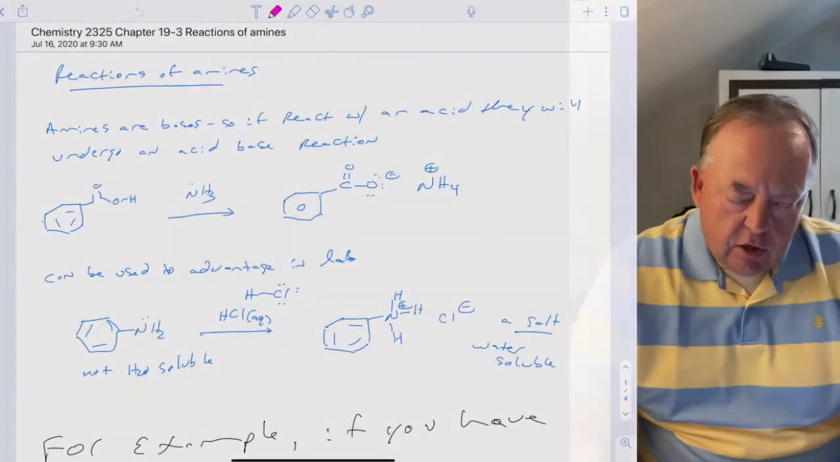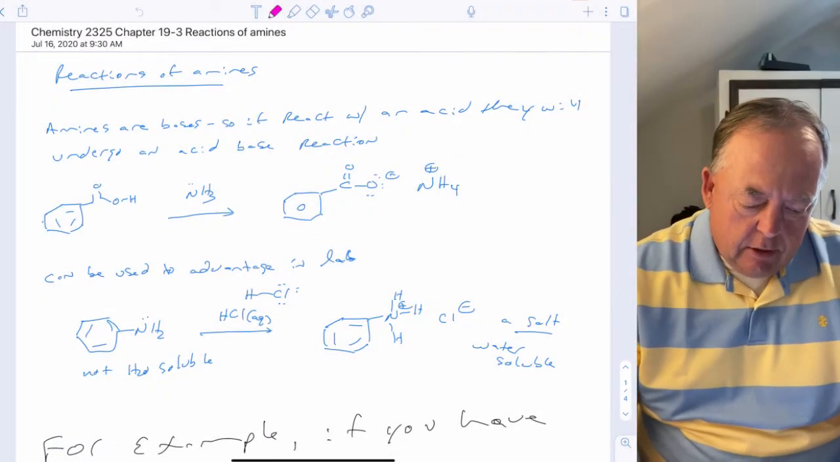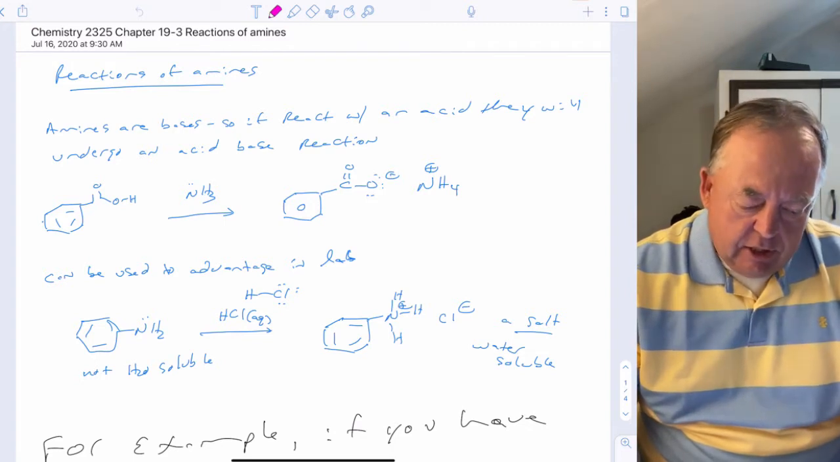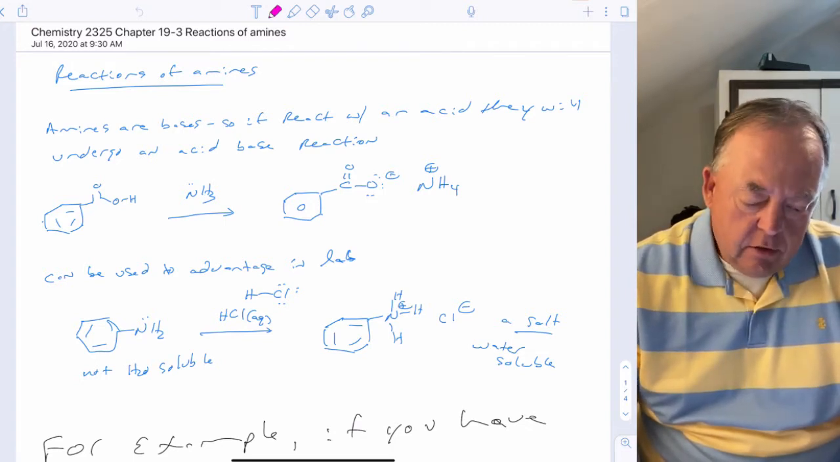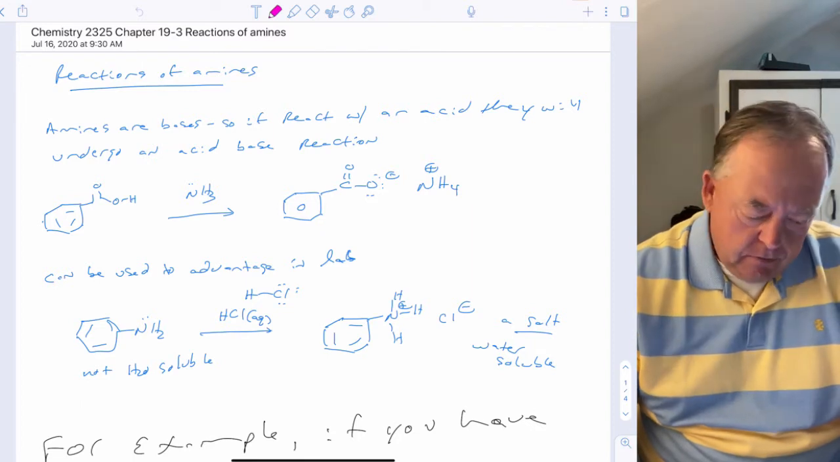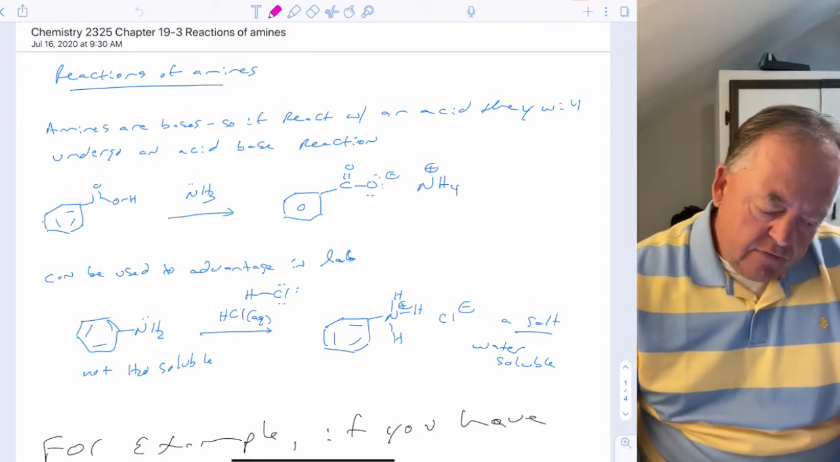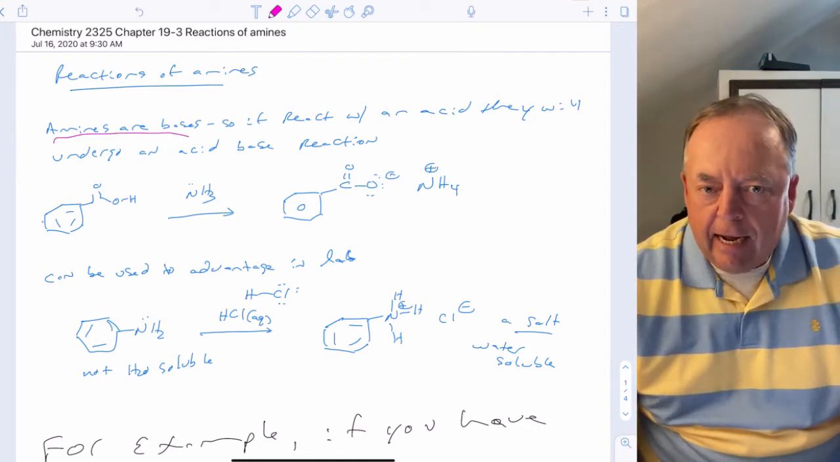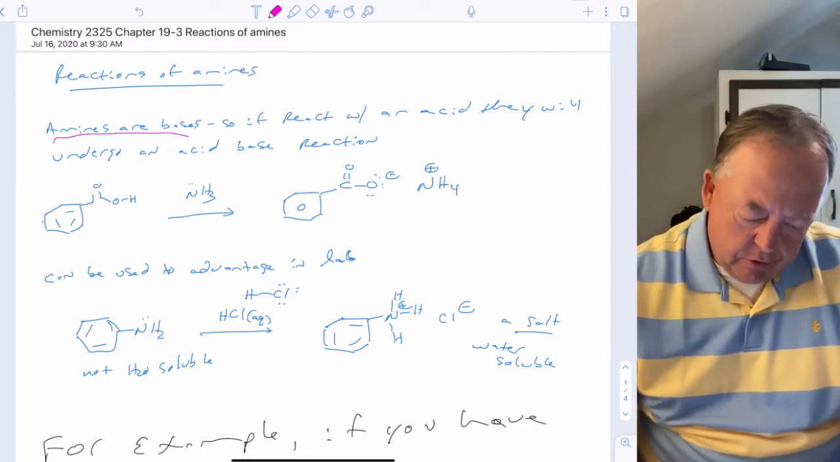So this will be the third lecture out of chapter 19. In the second lecture we looked at reactions that make amines, and in this lecture we'll look at the reactions that amines undergo. One of the most fundamental reactions that amines undergo is, since amines are bases, if you react them with an acid, then they'll just do an acid-base reaction.